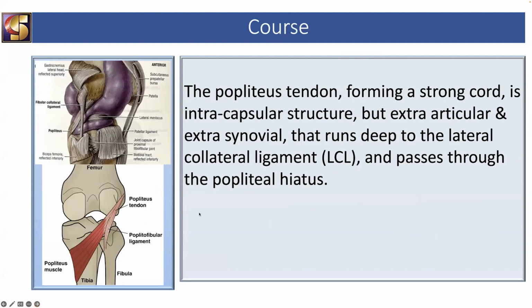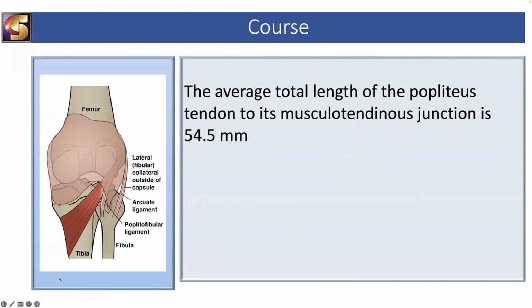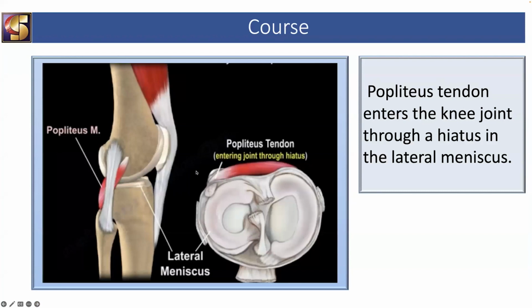The popliteus tendon forms a strong cord and it is an intracapsular structure but extraarticular and extrasynovial that runs deep to the lateral collateral ligament. So this is the reflected tendon, which is shown here, and it passes through the popliteal hiatus. The average total length of the popliteus tendon from the origin to the myotendinous junction is around 54 millimeters. So the popliteus tendon enters the knee joint through a hiatus in the lateral meniscus.